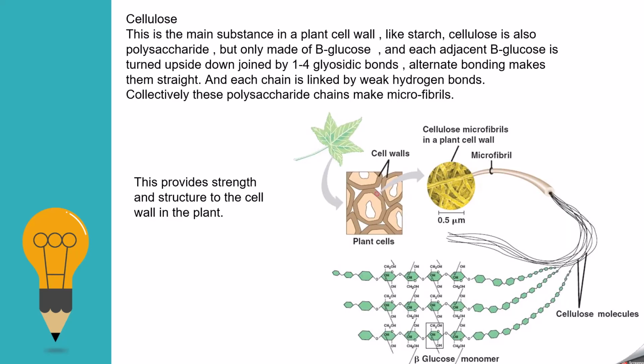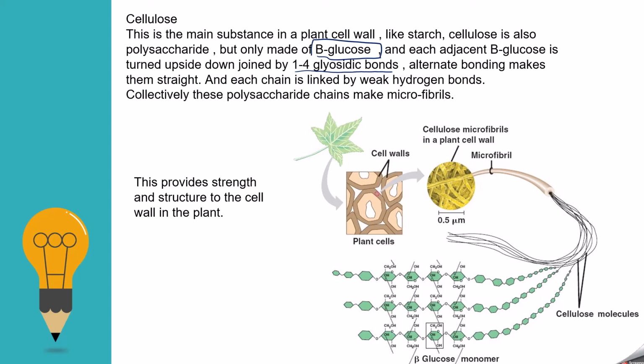So cellulose, this is the main substance in a plant cell wall. Like starch, cellulose is also a polysaccharide, but only made up of beta glucose. That is very important, because we don't want to say alpha glucose, we will just completely lose the mark. And each adjacent beta glucose is turned upside down, so I'll show you that in the next slide, and is joined by 1,4 glycosidic bonds.